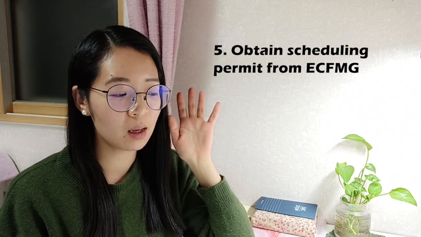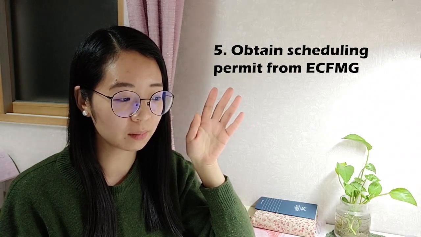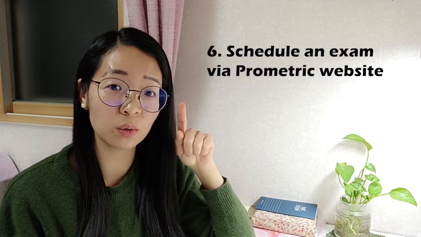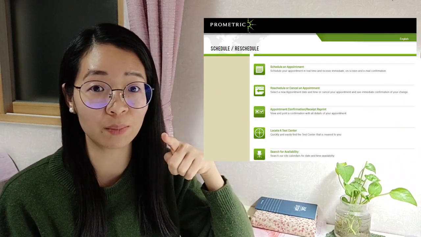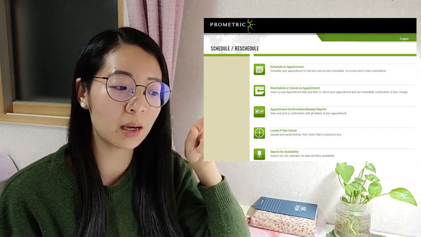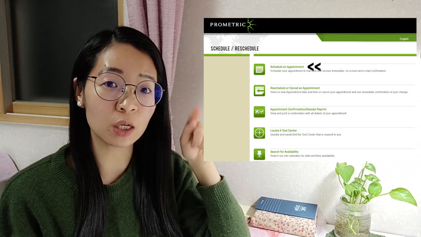So that's Step 4. And Step 5 is ECFMG confirming your diploma. Once you get the confirmation, they will give you a scheduling number, and that's what you need in order to schedule an exam. So Step number 6 is you go to the Prometric's website. This is a totally different website from the interactive web application. You go to the Prometric's website, plug in the scheduling number, and you schedule an exam.